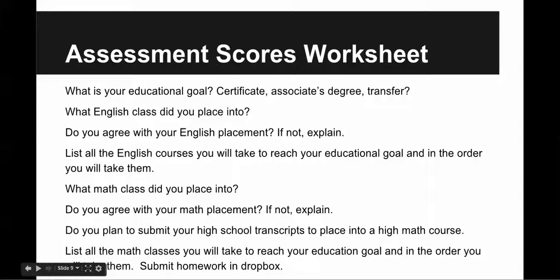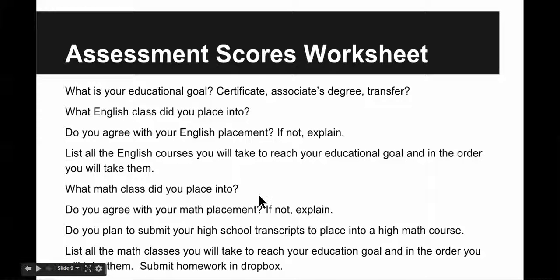Your first question is, what is your educational goal? Is it a certificate, associate's degree, or transfer? Depending on how you answer this question, will then determine what math classes and how many math classes you'll need to take. Same with English. Once you've identified this area, you're then going to write down what English class you placed into. Do you agree with your English placement? If not, explain. You'll then list all the English courses you will take to reach your educational goal and the order you will take them in.